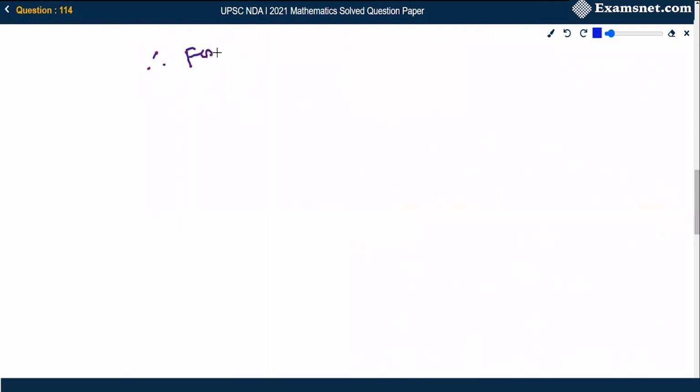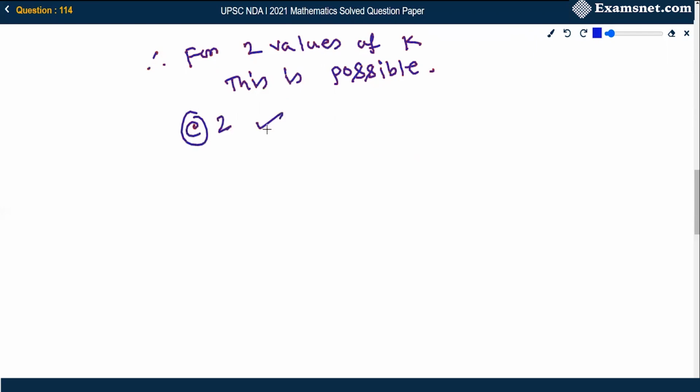Therefore, for two values of k, this is possible. Okay, so option C, 2, is the correct answer.